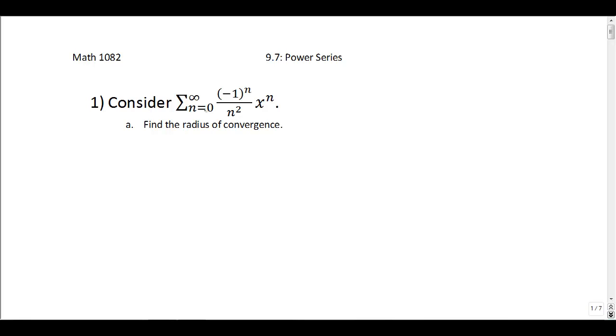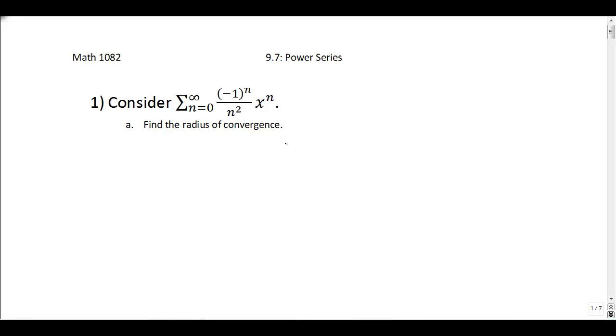In these problems, we're going to be looking at power series and trying to find essentially a radius of convergence and then an interval of convergence. So first question, we're going to have this series, summation n equals 0 to infinity, negative 1 to the n over n squared times x to the n. So we want to find the radius of convergence.